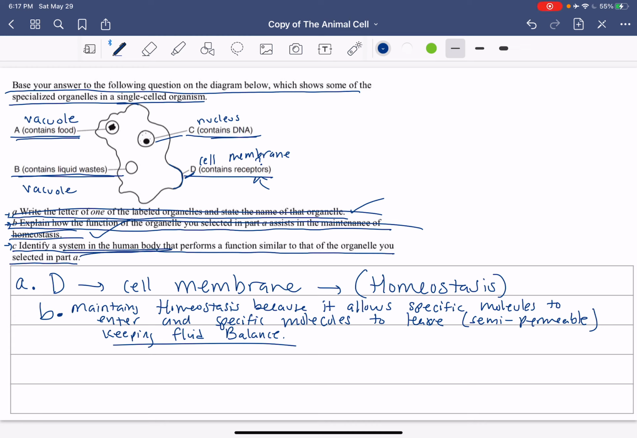A human body system. C. I'm telling you, they love doing this. Identify a system in the human body. Let's read this one more time. In the human body that performs a function similar to that of the organelle you selected. So we selected the cell membrane. The cell membrane, what does it do? It also removes toxins. So it just said to identify a system. It didn't say explain. So we can put the excretory system.